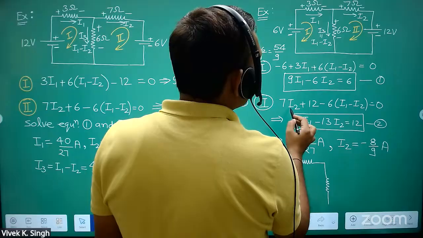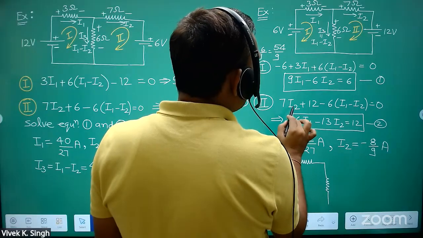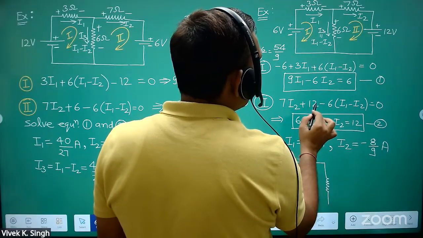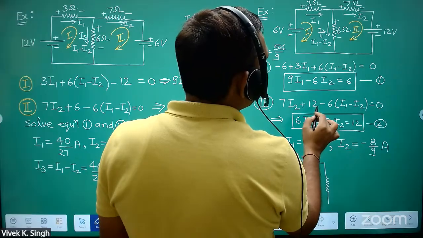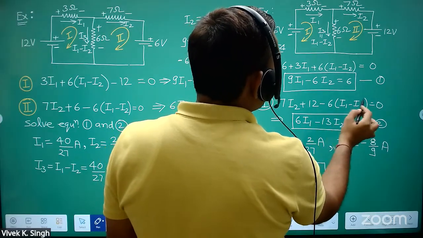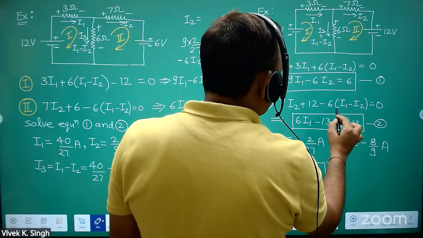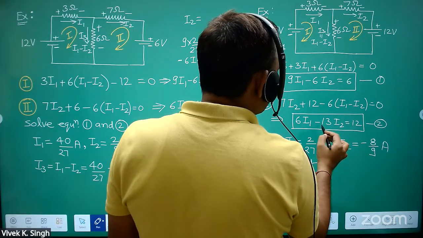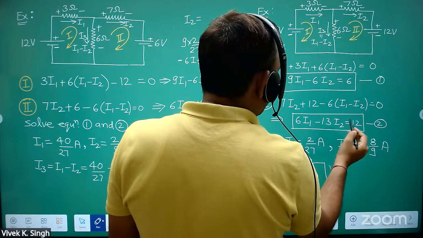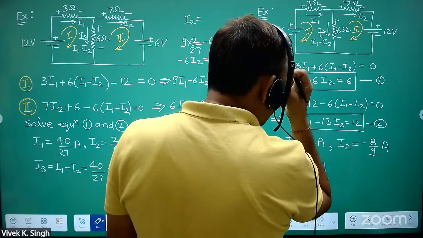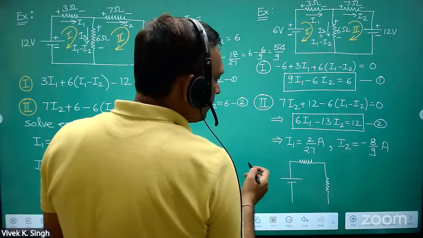Subtraction is 48 by 9. Let me check. 7 I2 plus 12 minus 6 I1 minus I2. So what will be this value? This is 6 I1 plus, so this will be minus 13 I2 is 12. Sir, it's correct. Minus 8 by 9 is the answer.